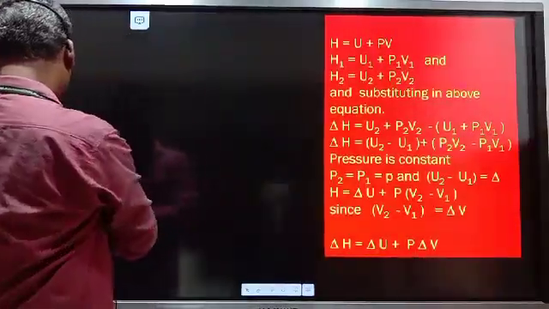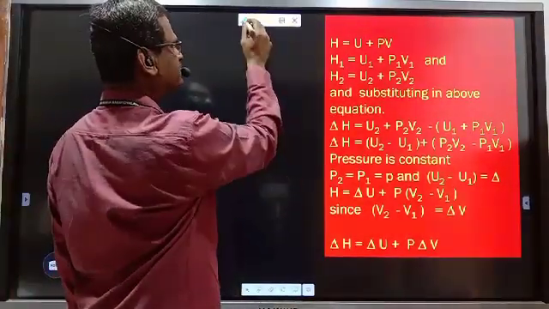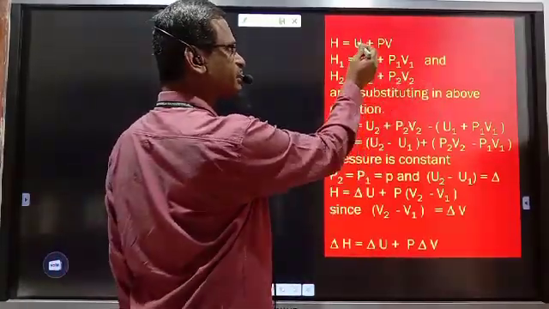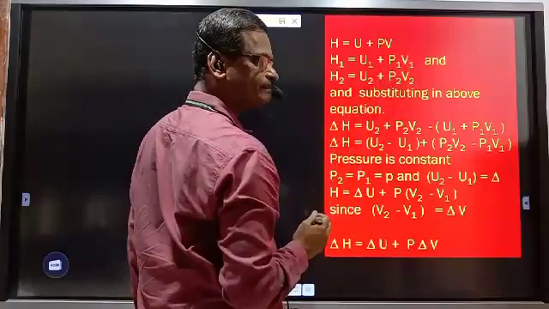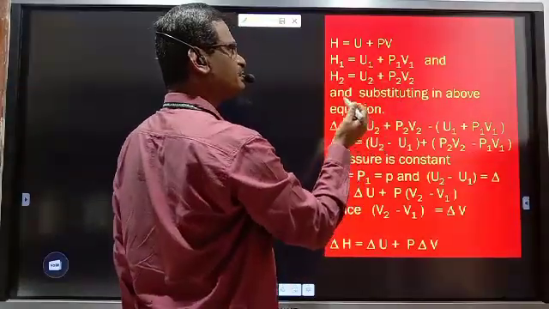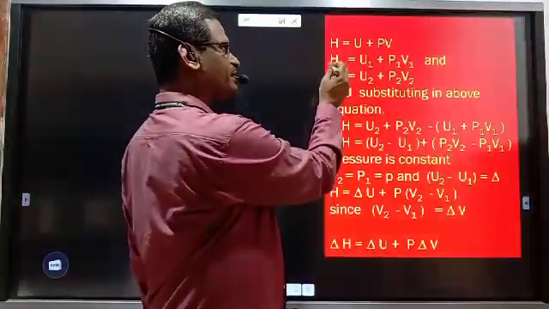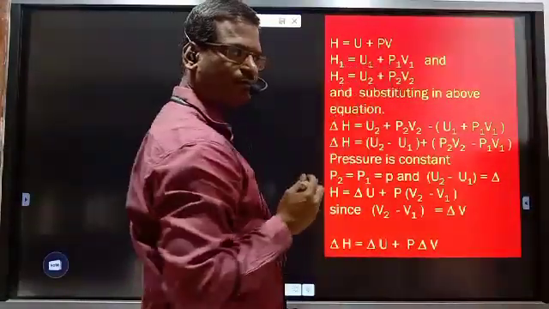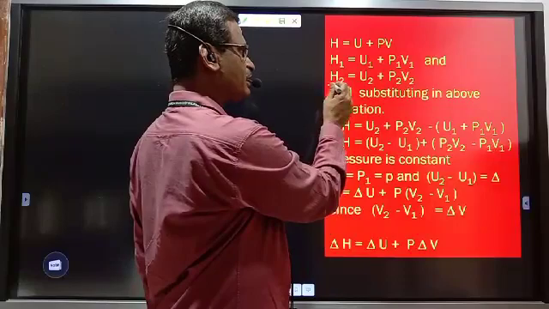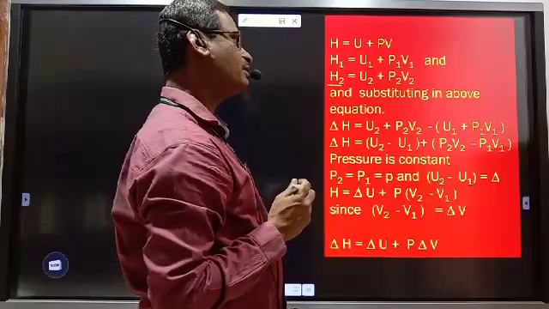Further, since H is equal to U plus PV, for the initial state, U will be U1, P1, V1. So for the initial state, H1 is equal to U1 plus P1 V1. For the final state, H2 is equal to U2 plus P2 V2. Because H1 is the enthalpy in the initial state, U1, P1, V1 are the internal energy, pressure and volume in the initial state of the system. H2 is the enthalpy in the final state, and U2, P2 and V2 are the internal energy, pressure and volume in the final state of the system.